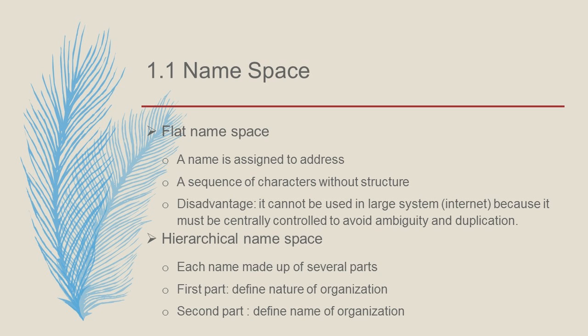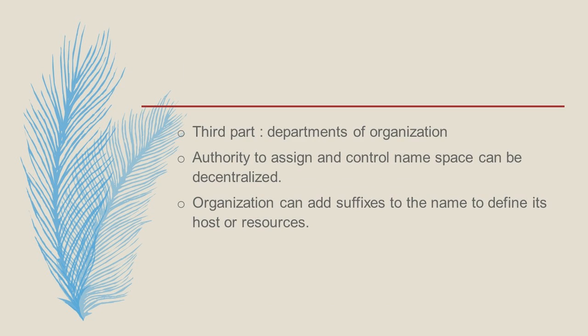In a flat namespace, a name is assigned to an address. A name in this space is a sequence of characters without structure. The main disadvantage of a flat namespace is that it cannot be used in a large system such as the internet because it must be centrally controlled to avoid ambiguity and duplication.